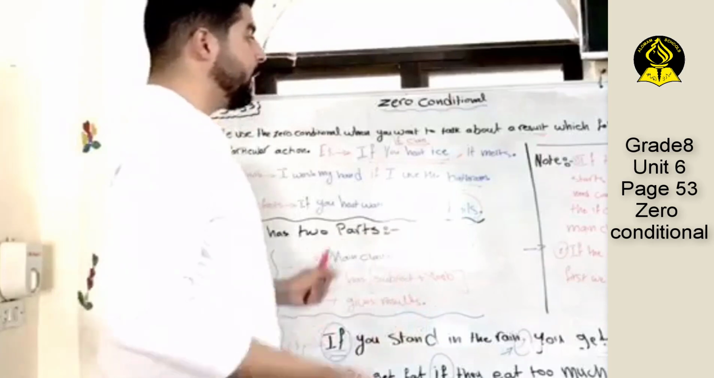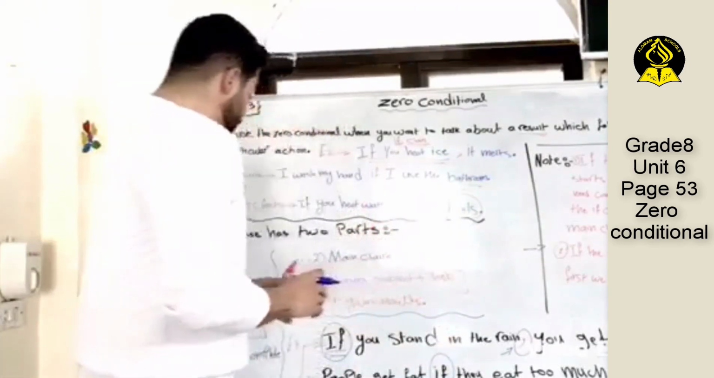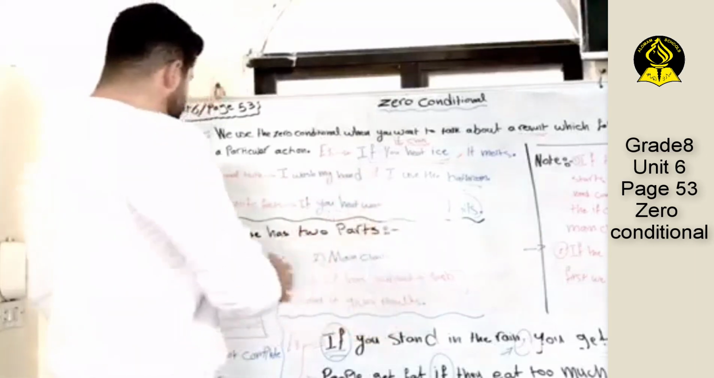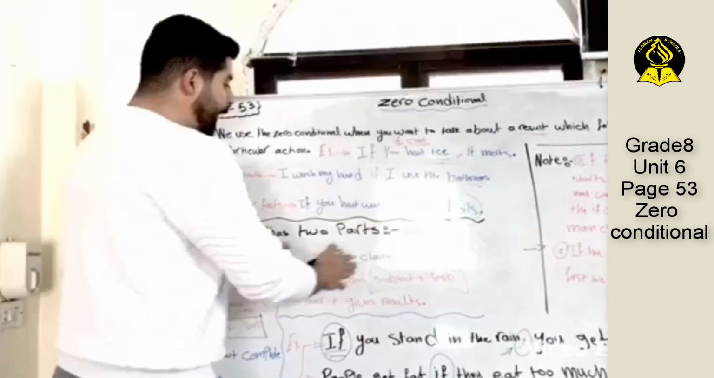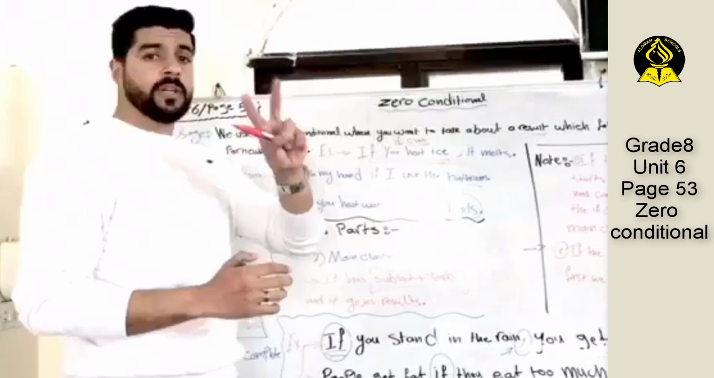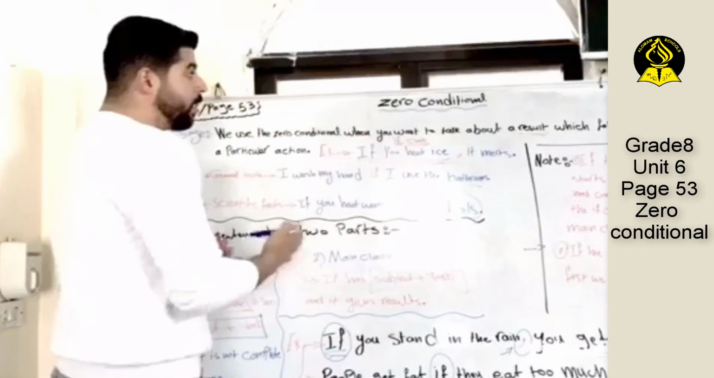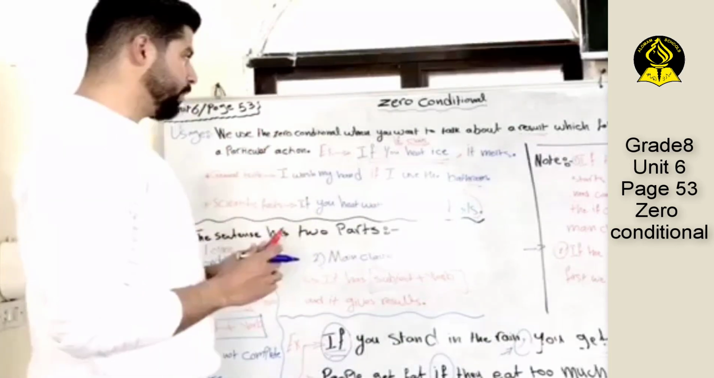Okay, teacher. Now, another thing. We have two parts, okay? We have two parts. First, if clause and main clause. So we have two sentences. Each one has subject and verb. Okay, look. We have something important here.